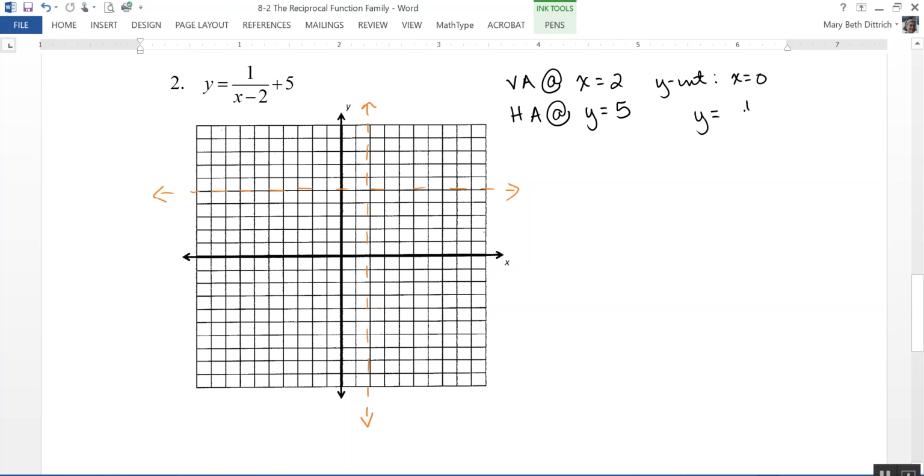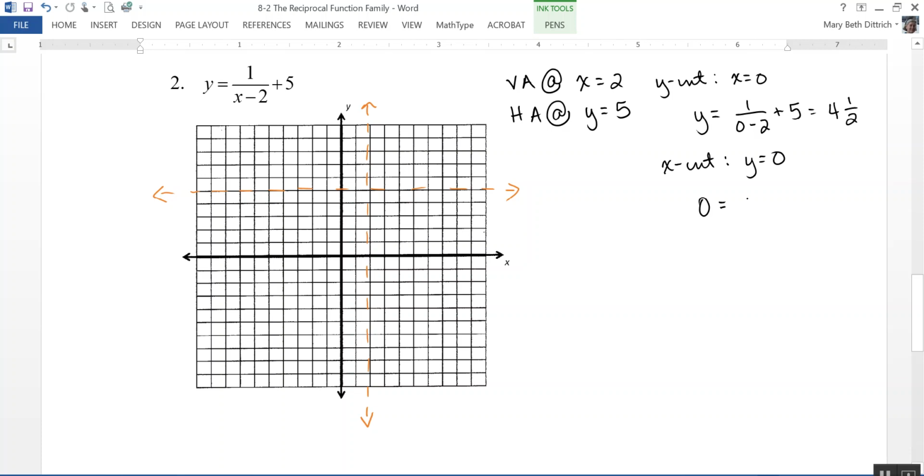So y equals 1 over 0 minus 2, plus 5. Or my y-intercept is going to be at the value 4.5. Wait, sorry. Yes, it is going to be at 4.5: negative 1/2 plus 5. Yeah, it's going to be at 4.5. And now my x-intercept is my value when y is equal to 0.